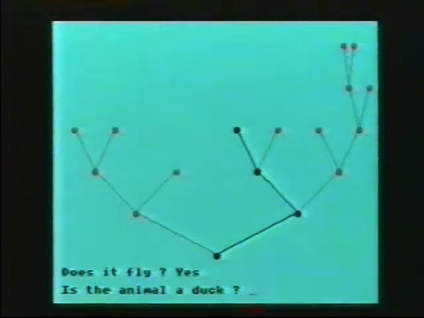Is the animal a duck? And it's only got one flying bird, and it's not a duck. No. Well, it gives up. What is your animal? Well, the animal I've chosen is a robin, so I'll type it in. Robin. Give me a new question. Well, a fairly simple question. Does it swim?